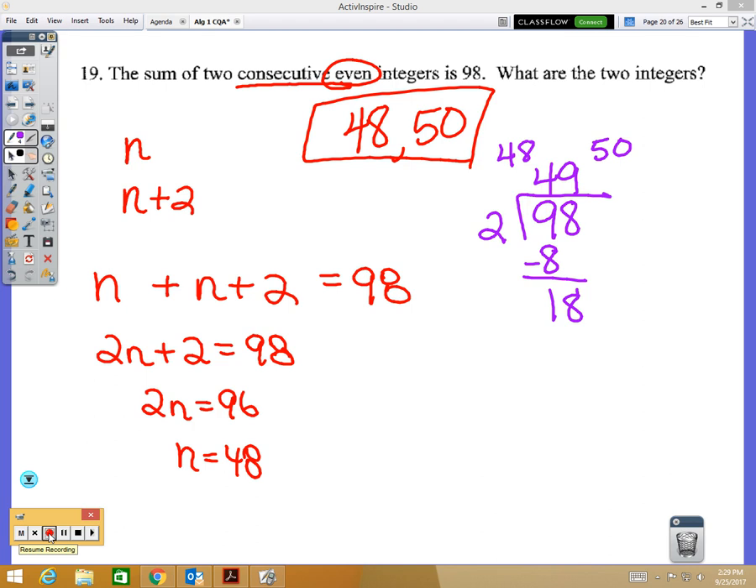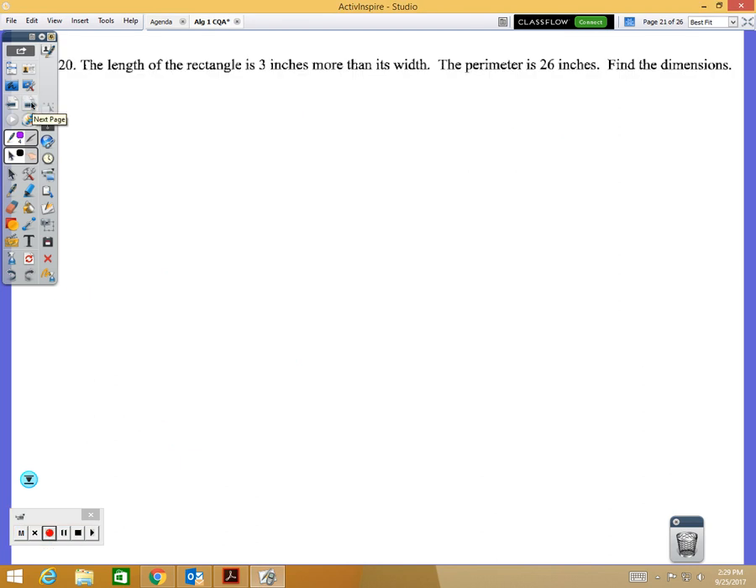All right, let's look at number 20. Now, number 20 through 25, these are like fill-in-the-blank type questions, okay? So 1 through 19, multiple choice. 20 through 25, fill-in-the-blank. So the length of a rectangle is 3 inches more than its width. The perimeter is 26 inches. Find the dimensions. So we're talking about a rectangle.